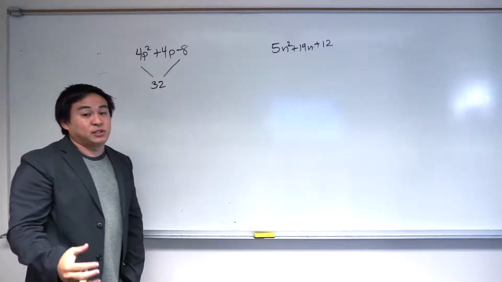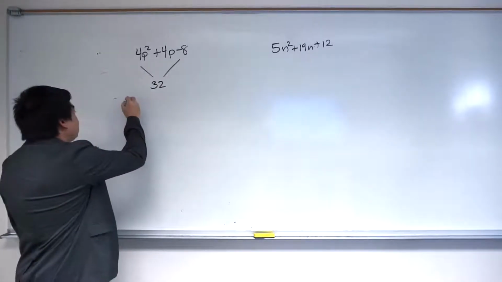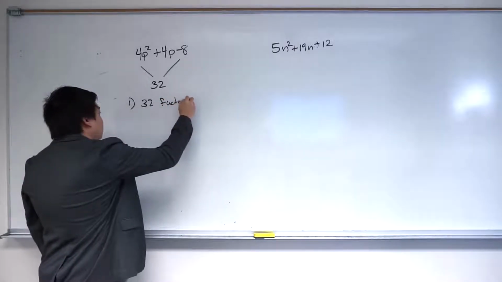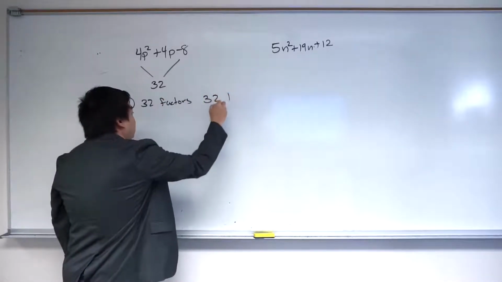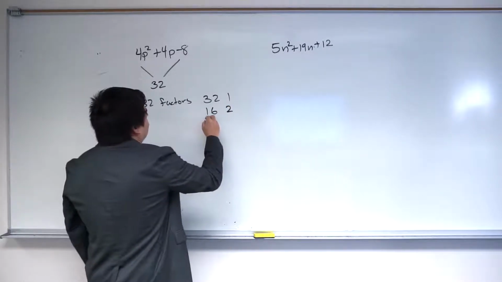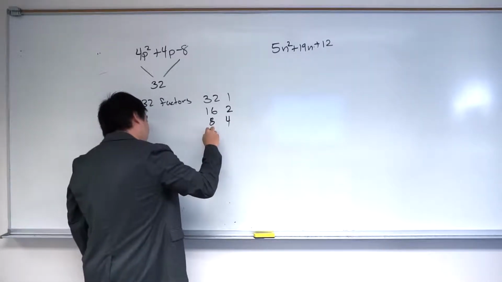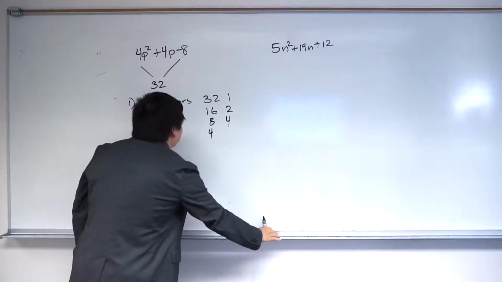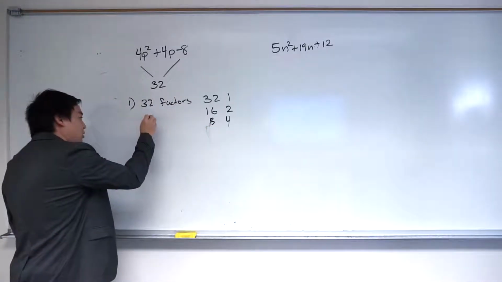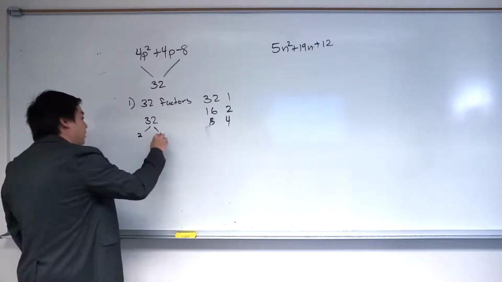And then what you're going to do is take that number and find all of its factors. So its factors are going to be 32 and 1, 16 and 2, 8 and 4, 4 and 8. It's going to be the same thing. And if you don't know, the way that you find all its factors is by finding its prime factors.